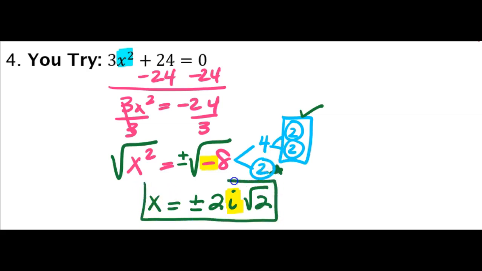So my final answer would be plus or minus 2i square root 2. And again, it looks like one answer, but it represents two answers because of that plus or minus. I have a positive answer and a negative answer.